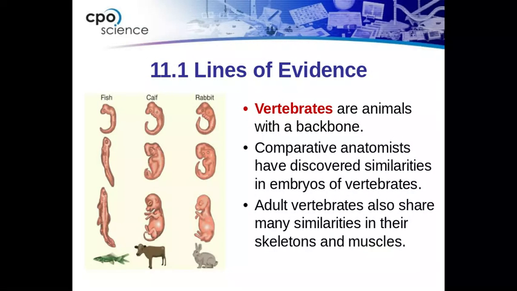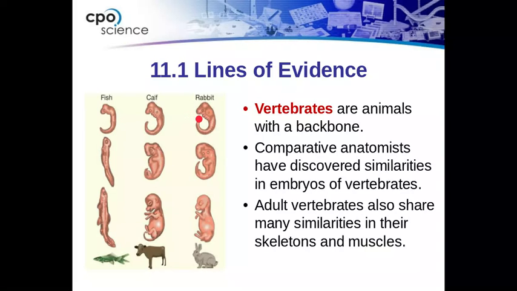Now on 218, we have probably one of the most interesting drawings in our entire thing. This is where we compare embryo development, animal development. And look at this. Here we have a fish, a calf, a baby cow, and a rabbit. Now look at them in an early stage. Look how similar they are.